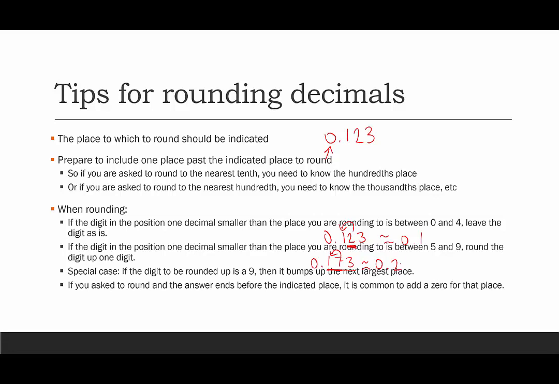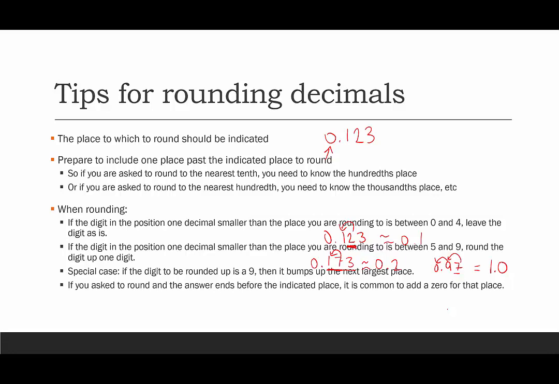And a special case: if the digit to be rounded is a 9, then it bumps up the next digit too. So if we have 0.97 and we're rounding to the nearest 10th, the 7 tells the 9 to bump up 1, but 9 is the largest digit. So then we go to the next place over, the units place, and that gets bumped up. So this would become 1.0, and then we would drop the 7 because we were rounding. What this is saying is that 97 hundredths, or 0.97, is closer to 1.0 than it is to 9/10, or this would be 10/10.